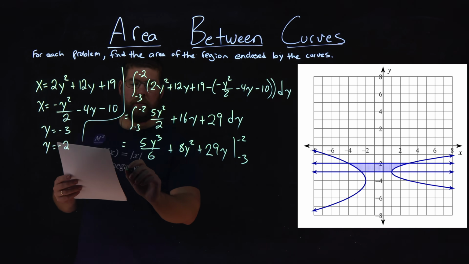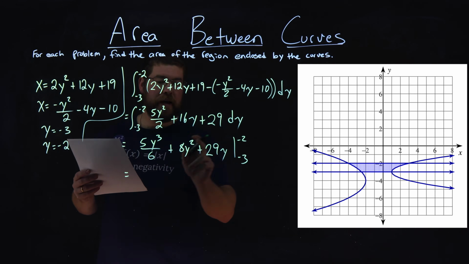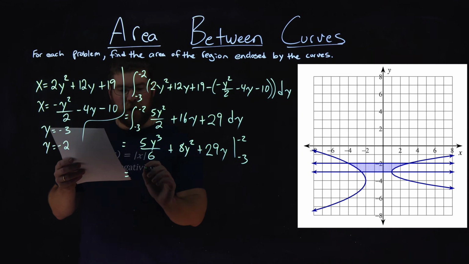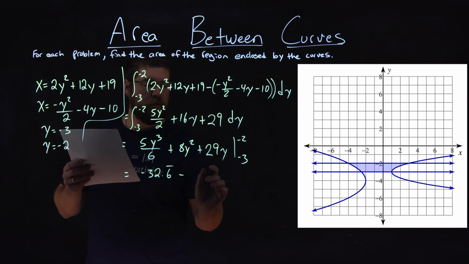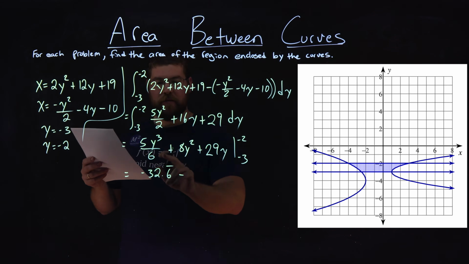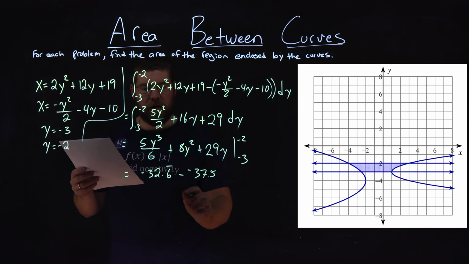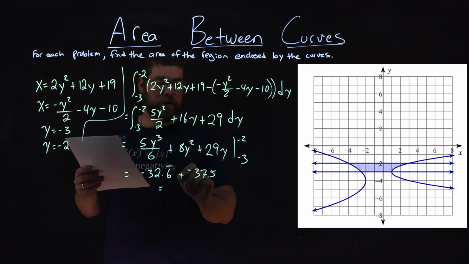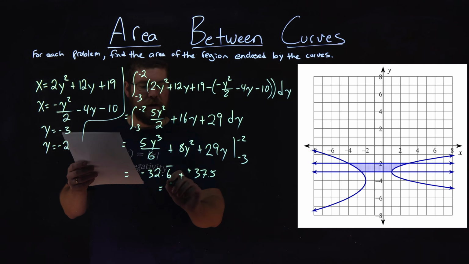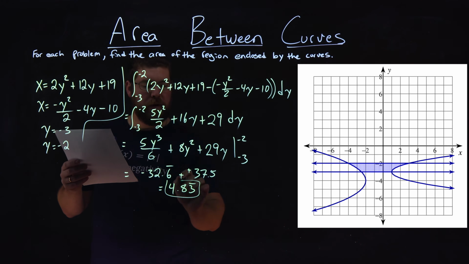From here, we need to plug in negative 2 first for y. When we plug negative 2 in for y and simplify, we get negative 32.6 repeating. We subtract what we get when we plug in negative 3 for y, which is negative 37.5. Negative 32.6 repeating minus a negative, plus a positive 37.5, is 4.83 repeating. And there we have it.